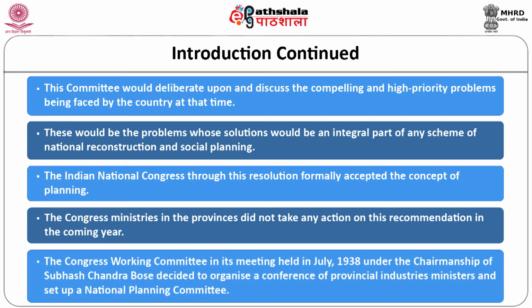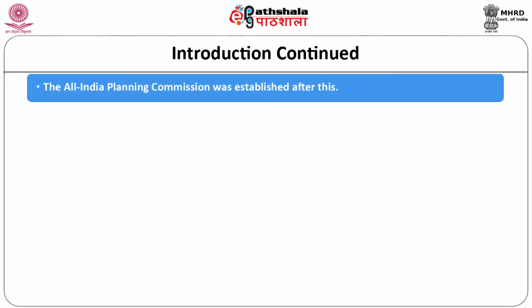The Congress Working Committee, in its meeting held in July 1938 under the chairmanship of Subhash Chandra Bose, decided to organize a conference of provincial industrial ministers and set up a national planning committee. The All India Planning Commission was to be established after this.